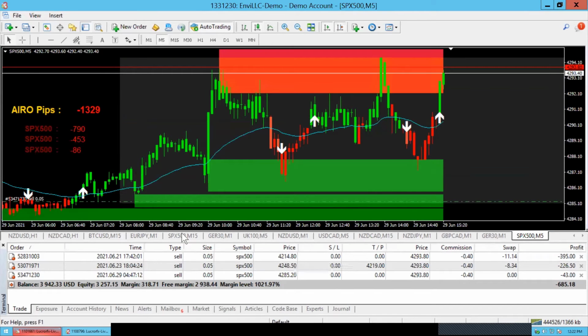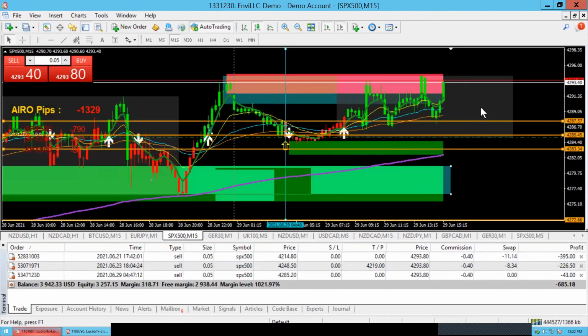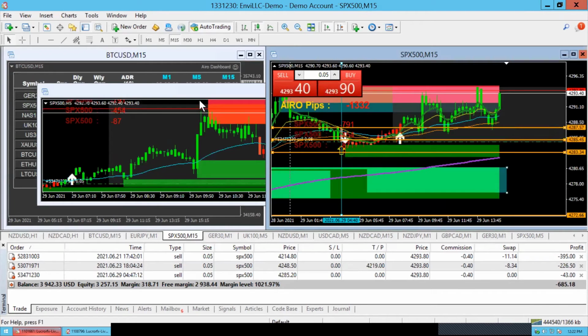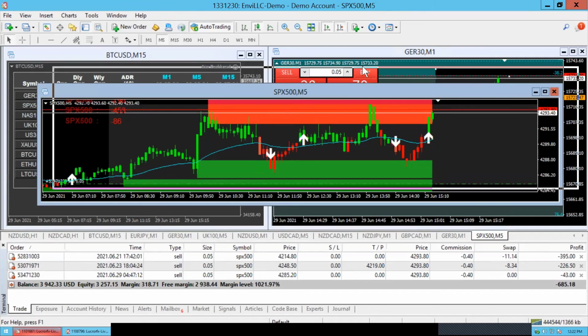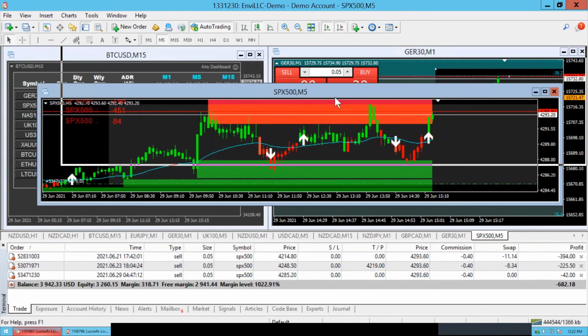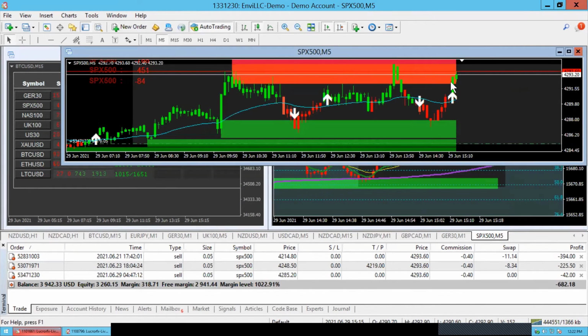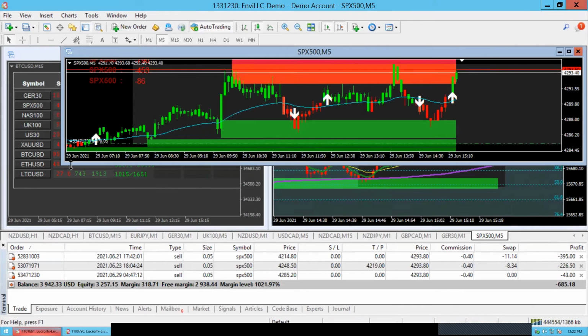I think I do right here. Here's my S&P. It's making another new run at the all-time highs. Let me just take this one off. Here's a new chart. There's the alert. We have an arrow right here in the red zone. Don't like that. But like I said, we're making new all-time highs.